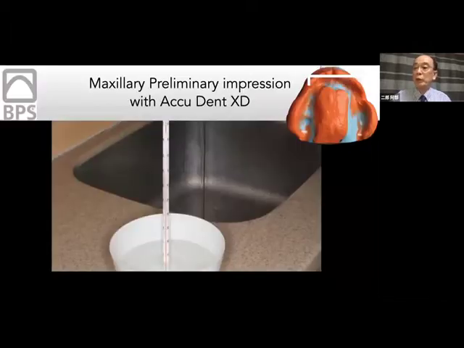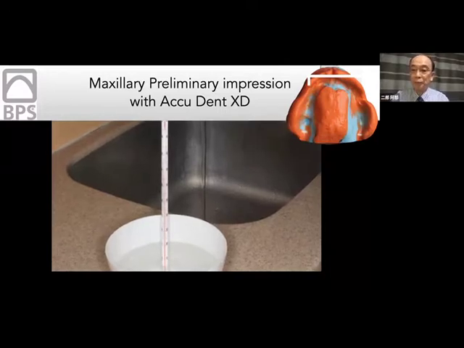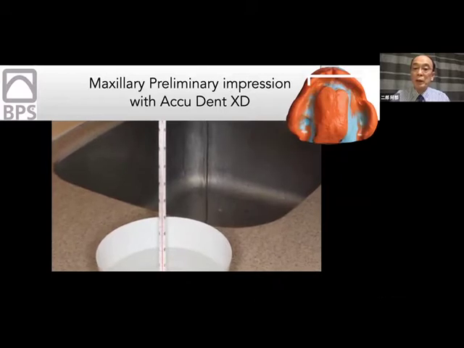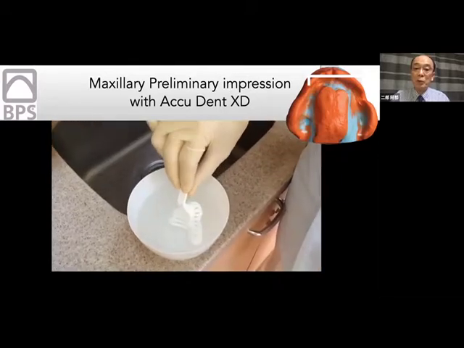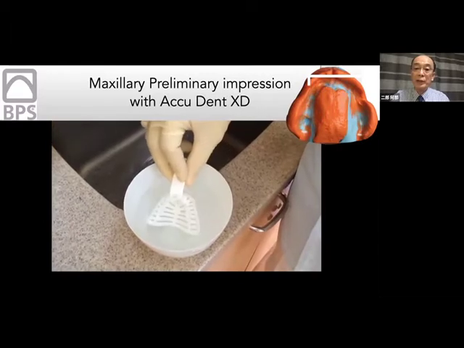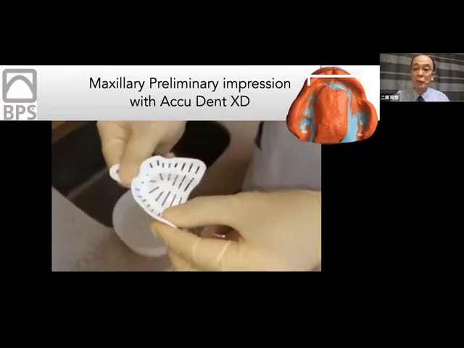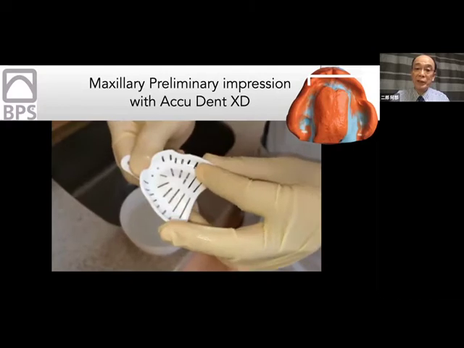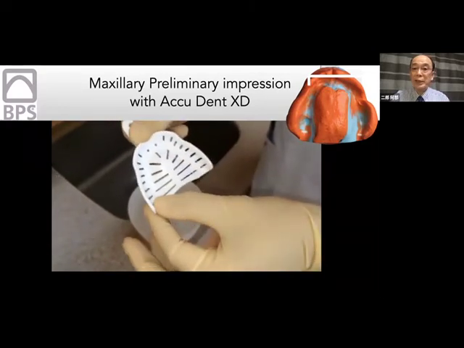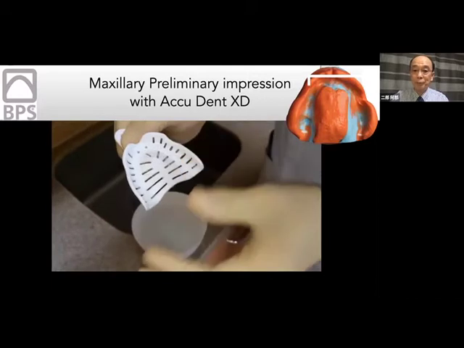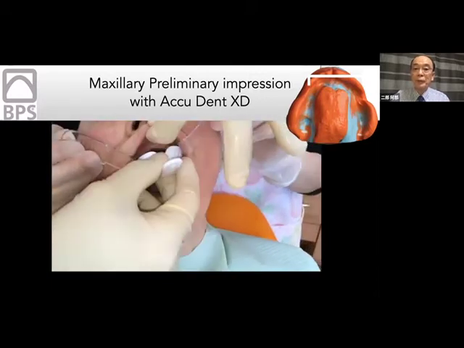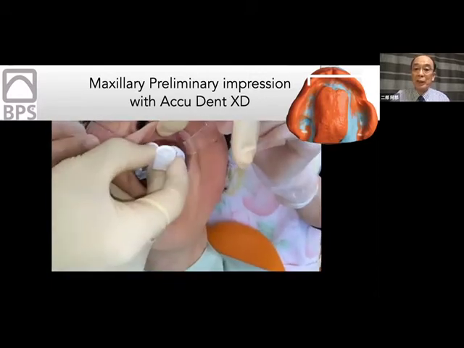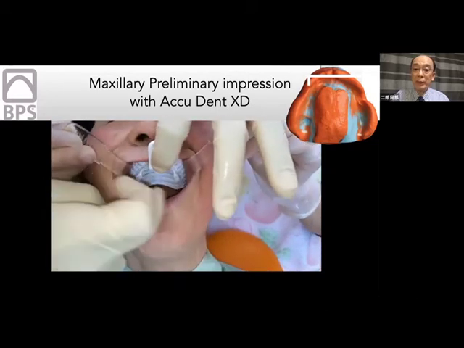Let's move on to the clinical performance. First, I'd like to show you how to take a preliminary impression for the maxilla. This is a thermoplastic heat-moldable tray, which adjusts and modifies easily to match the patient's mouth. It's an Accudent system. A two millimeter oversized tray is much better than one matching the patient.